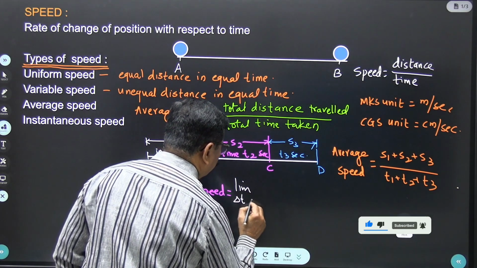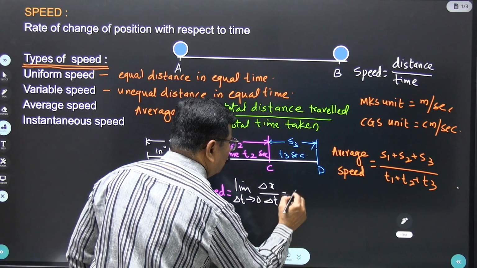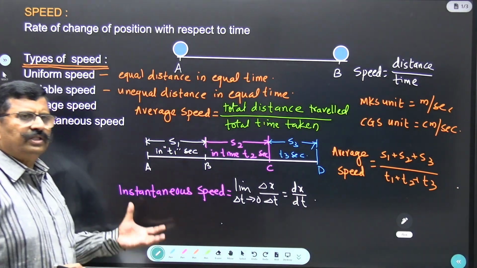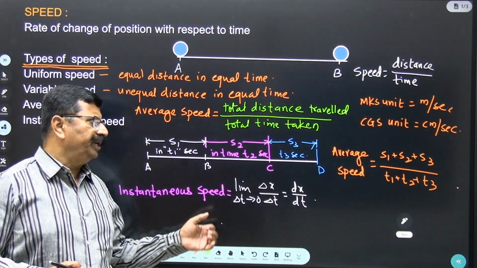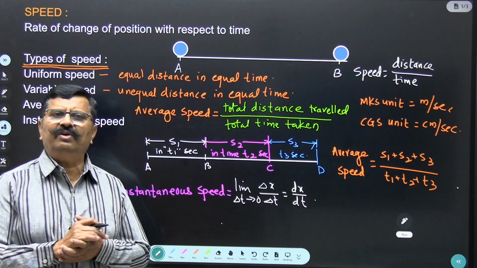Limit delta t tends to 0, delta x upon delta t, or dx upon dt. So this gives the instantaneous speed. Now always remember that instantaneous speed is different from the average speed.